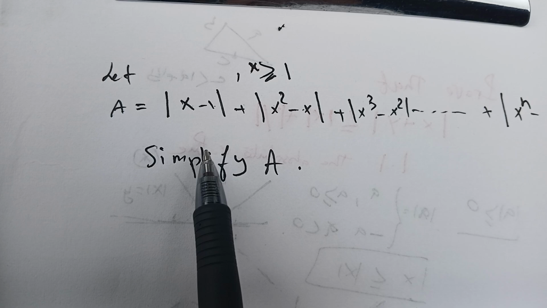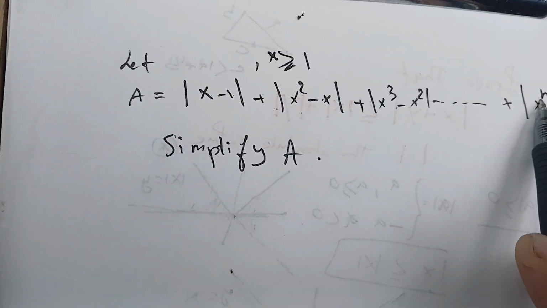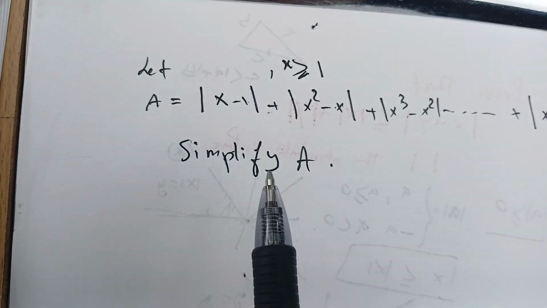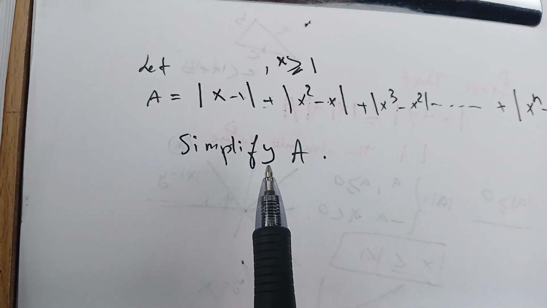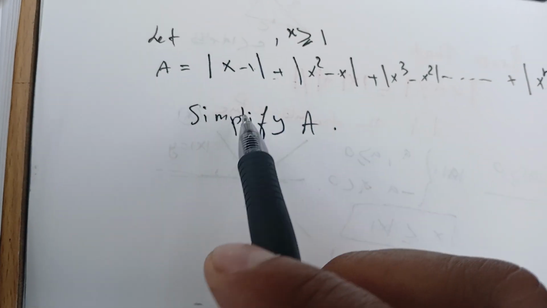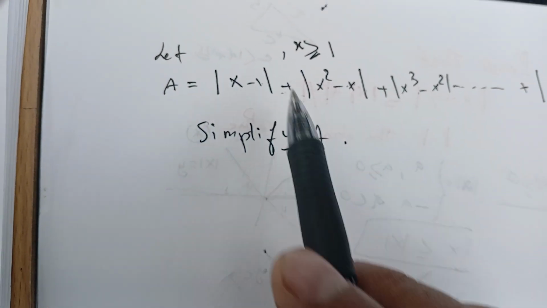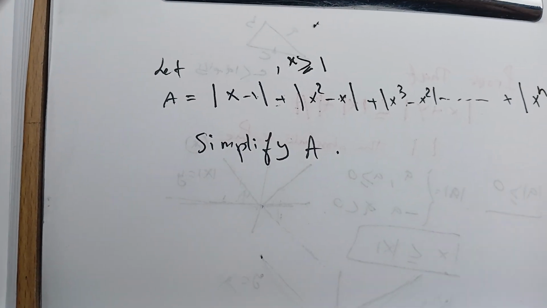So here we can find a simple expression. That means we need to get rid of the absolute value. We don't want to keep the absolute value. A good thing to do in this kind of problem is just to start and see what you can get.